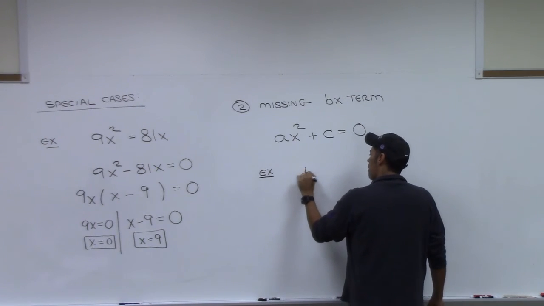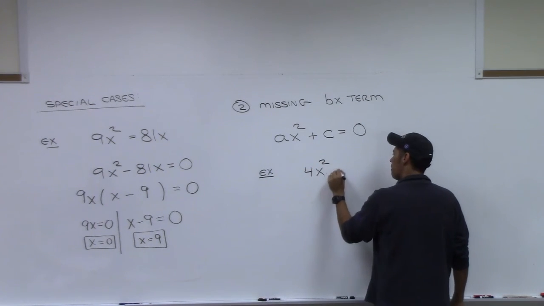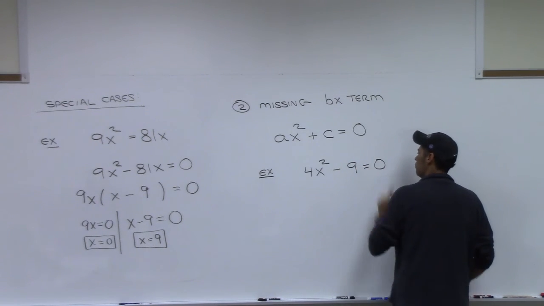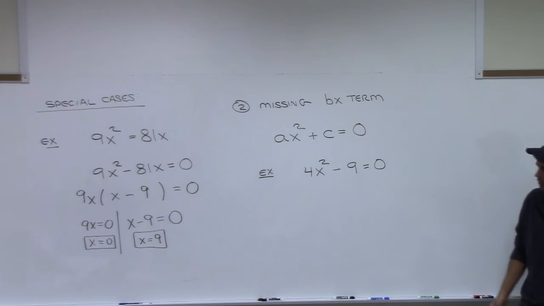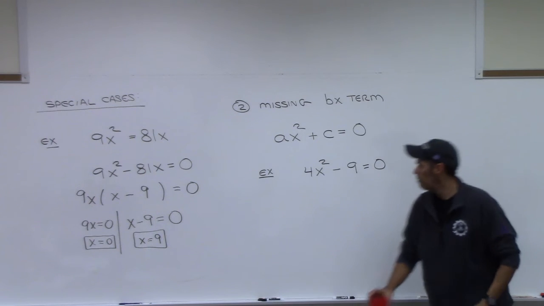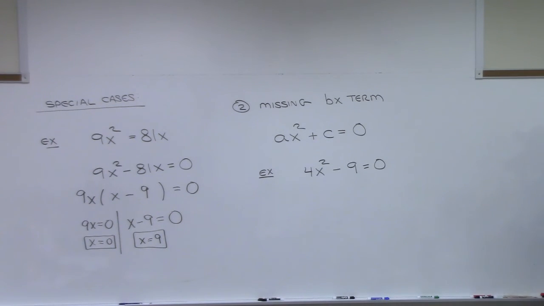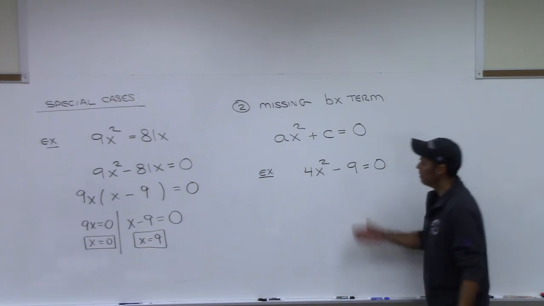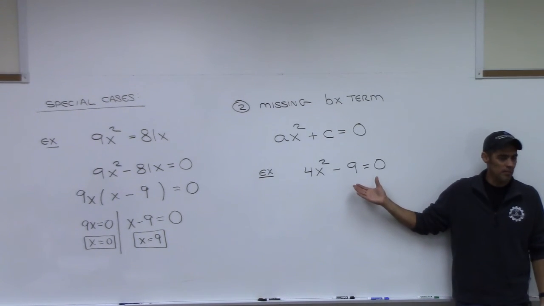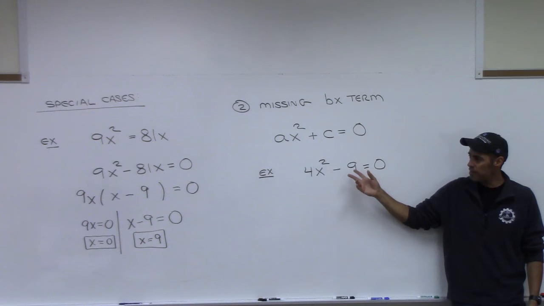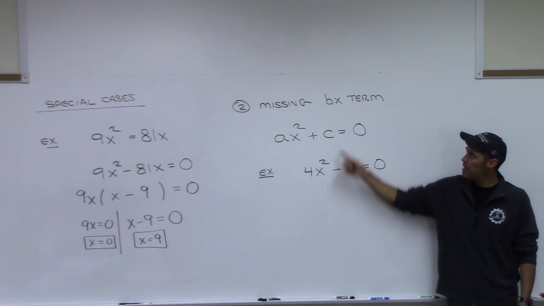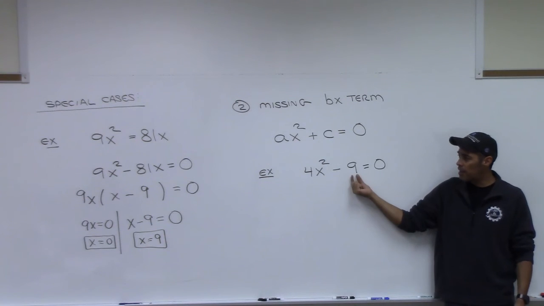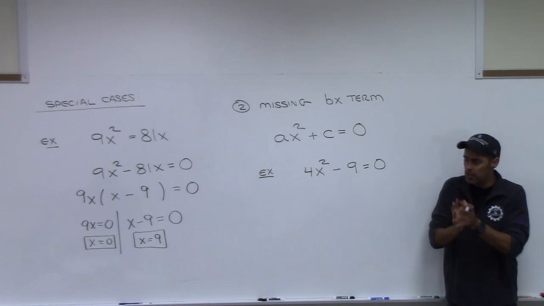Let's go with 4x squared minus 9 equals 0. This is a quadratic, right? Quadratic equation, missing the bx term. Does everyone see that we're missing the bx? We have the x squared term, we have the constant, we just don't have that x term in the middle.